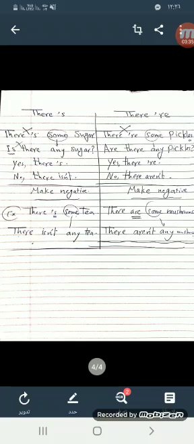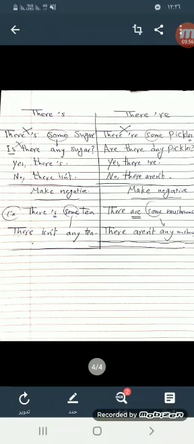It changes some to any, as we said before, because any comes in questions and negative. Some comes in affirmative. So in questions here, we change some to any. Are there any pickles? The answer will be yes, there are, or no, there aren't.